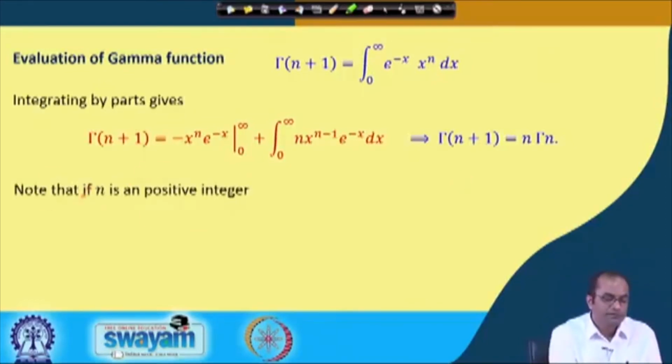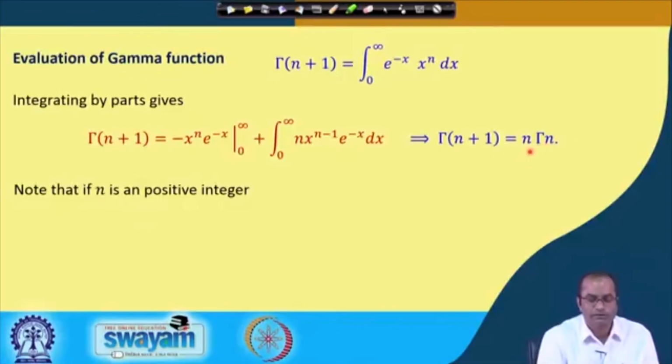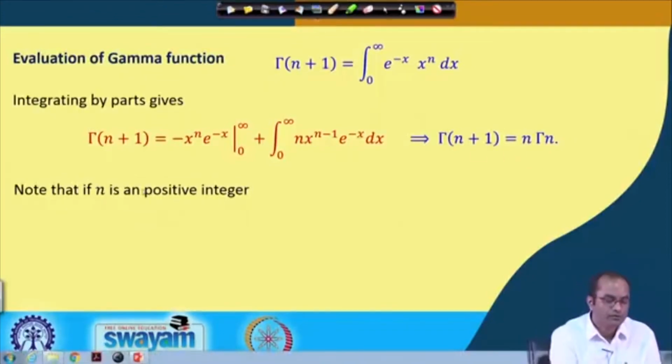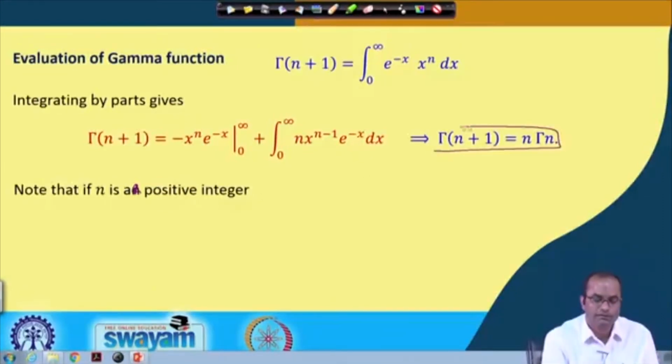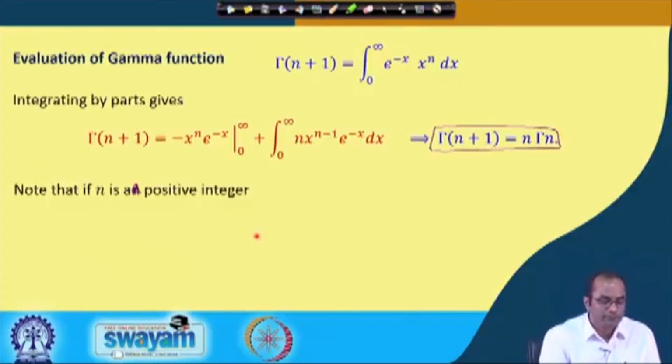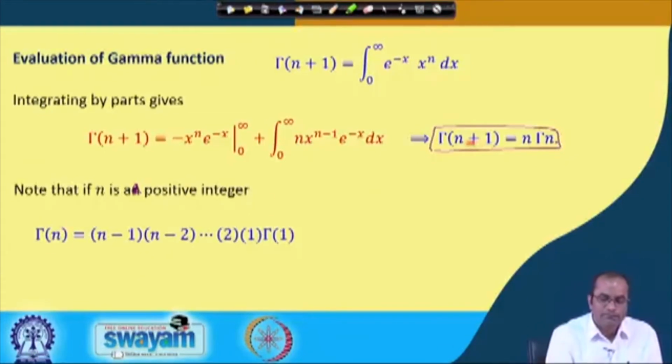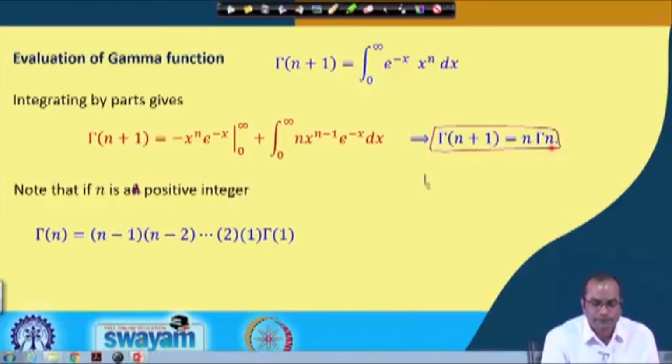If n is a positive integer, what will happen? When n is a positive integer, we can easily evaluate this, because as per the definition or as per this recurrence relation, gamma n we can write as n minus 1 times gamma n minus 1. So, here if I use this relation, this will be n minus 1 and gamma n minus 1.